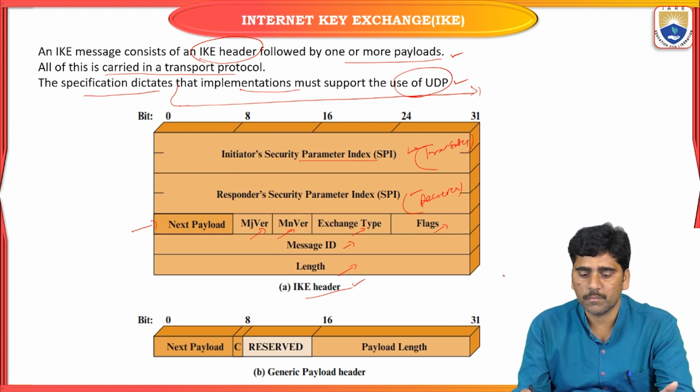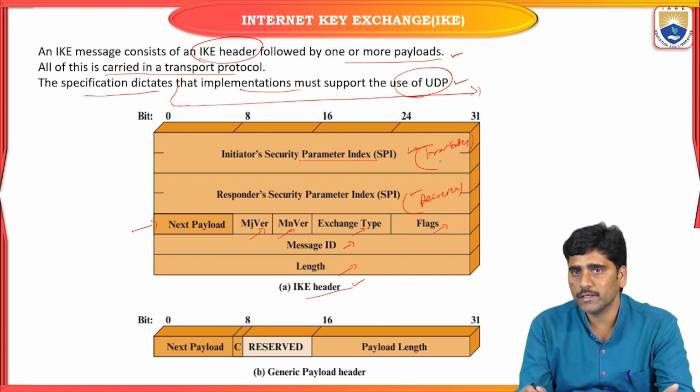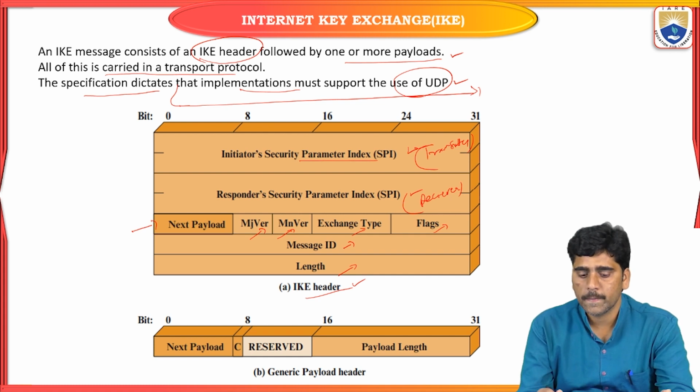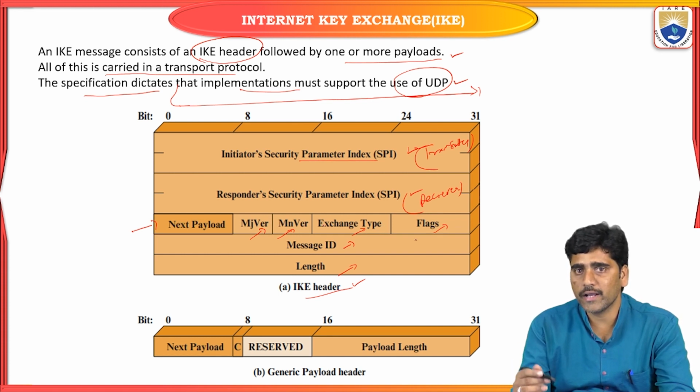So in the IKE header format we have the transmitter index as well as the receiver index, next payload, major version, minor version, exchange type, flags, message ID, and message length. IKE stands for Internet Key Exchange.